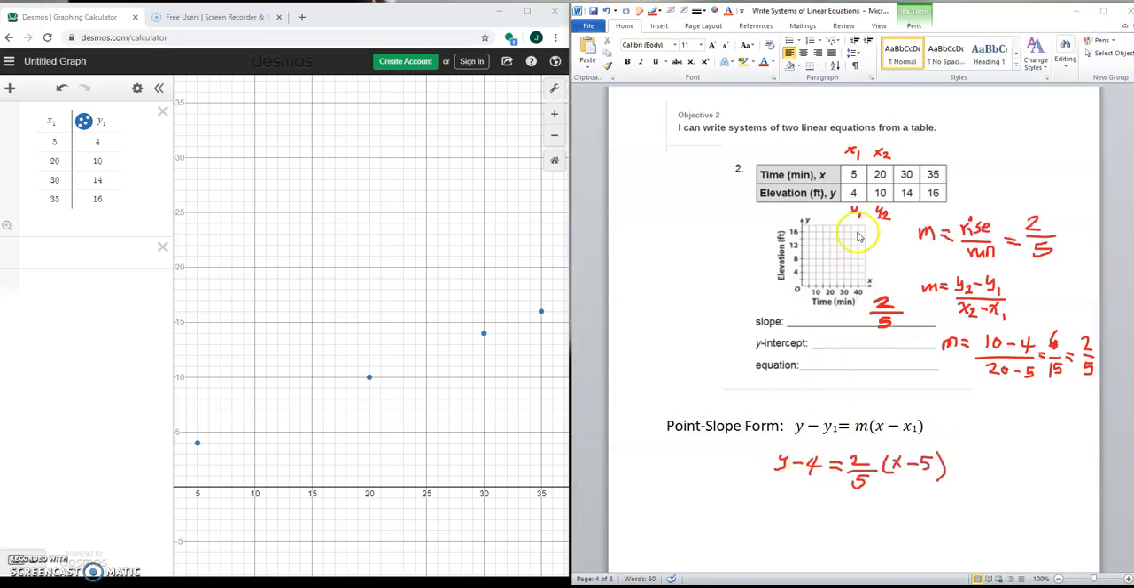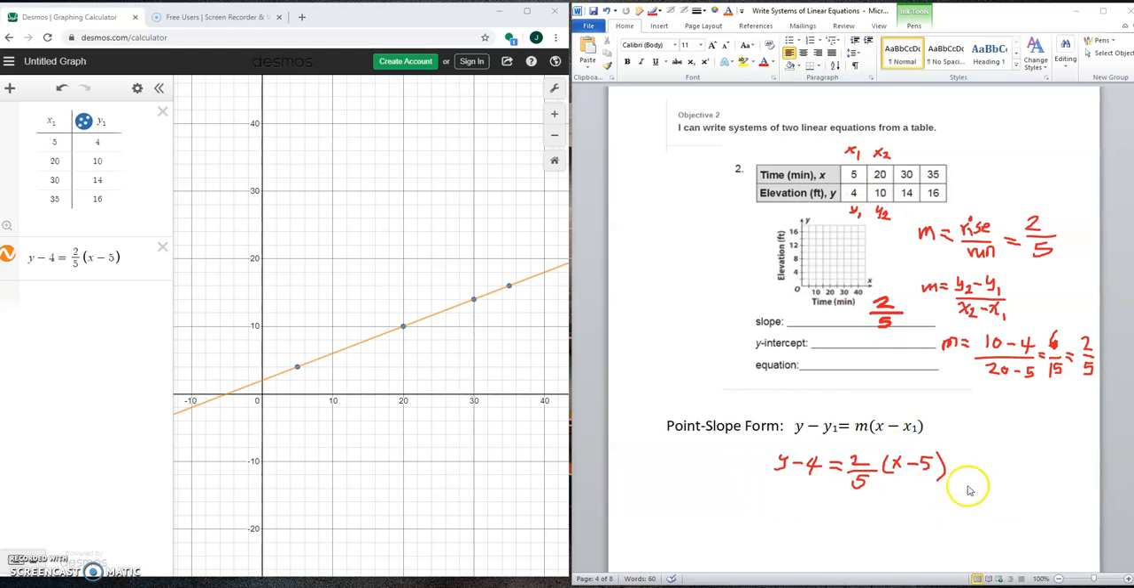Y minus 4 came from here, equals m, which is 2/5, parentheses, x is fixed, like the y here, it's also fixed, the minus is fixed, and then x1 is this one right here, the 5. So this is the equation that we're using to plug in on Desmos so that we can see that it is going through all the points that we have identified from the table. And then we now look at the y-intercept is a 2.